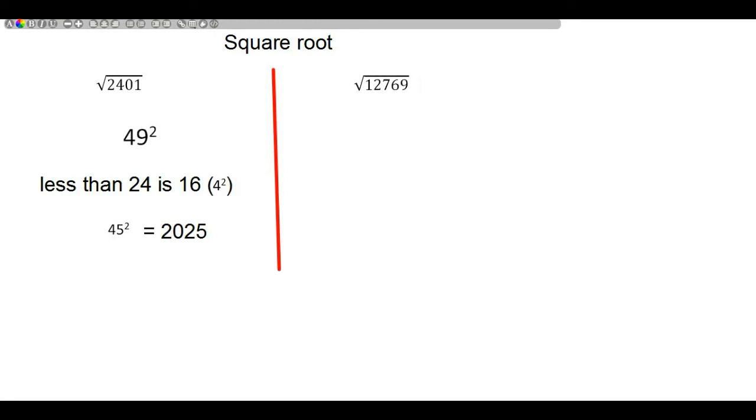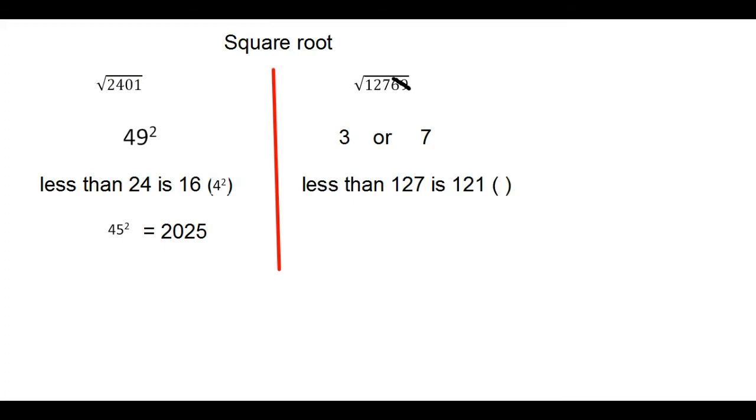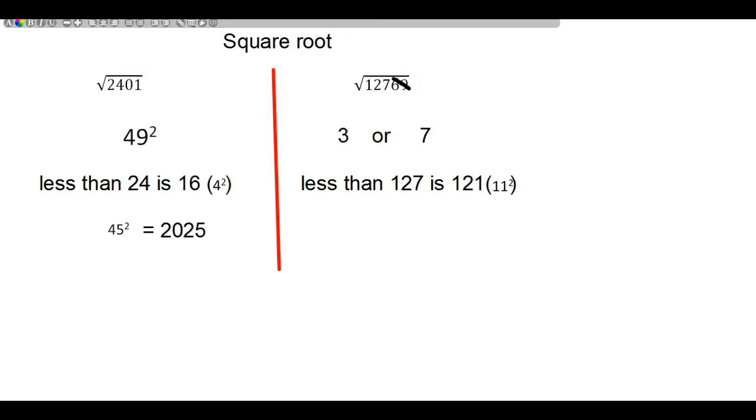Square root of 12769. Now here, as per the first step, as the number is ending in 9, the square root should end with 3 or 7. Second step is to leave the last 2 digits. Now what is less than 127 and a perfect square? Less than 127 is 121. 121 is 11 square. That means very clearly the next part should be 11 in the answer. So the answer here is either 113 or 117. Now the third step is to decide which of these two is correct.